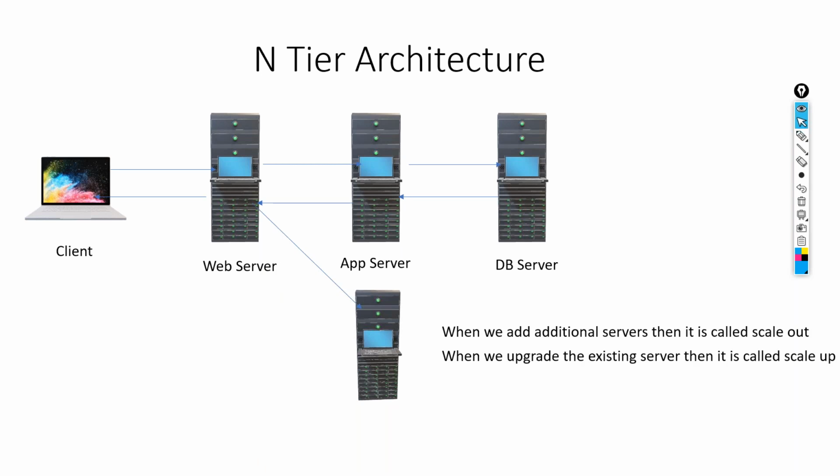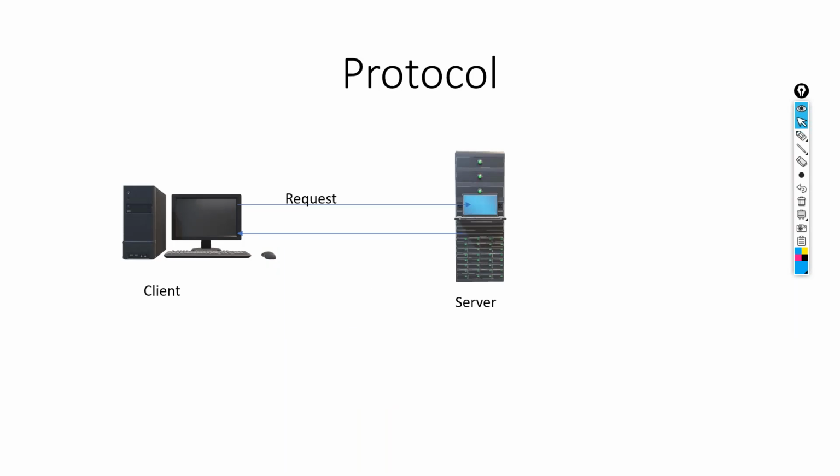When we add additional servers, it is called scale out. When we upgrade the existing server, it is called scale up. This is one important thing we have to understand: scale out and scale up. I'm sure if you continue your career in performance testing or engineering, you will definitely hear a lot about scale up and scale out. Okay, we'll continue and move on to the next concept called protocol.